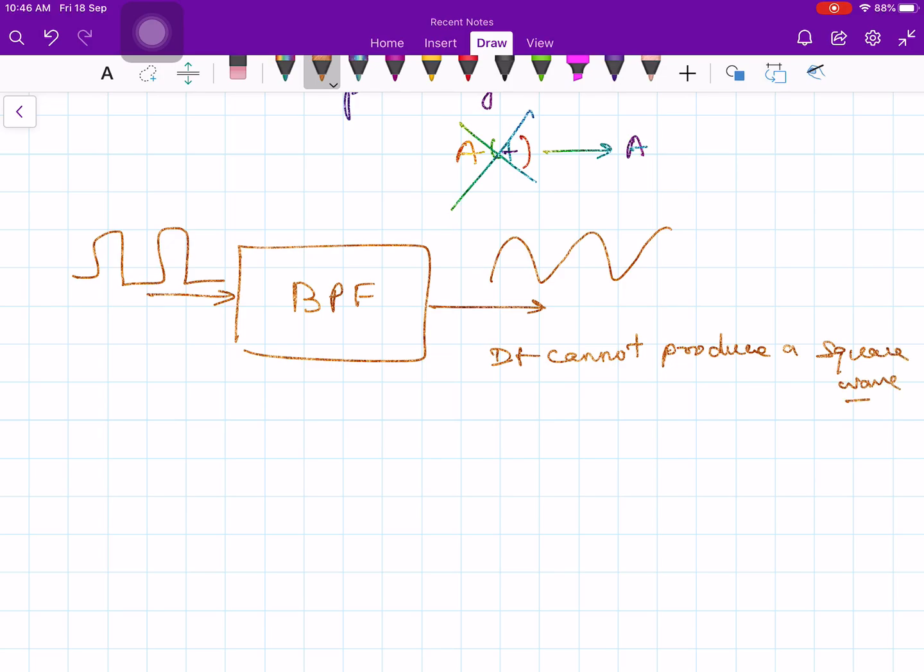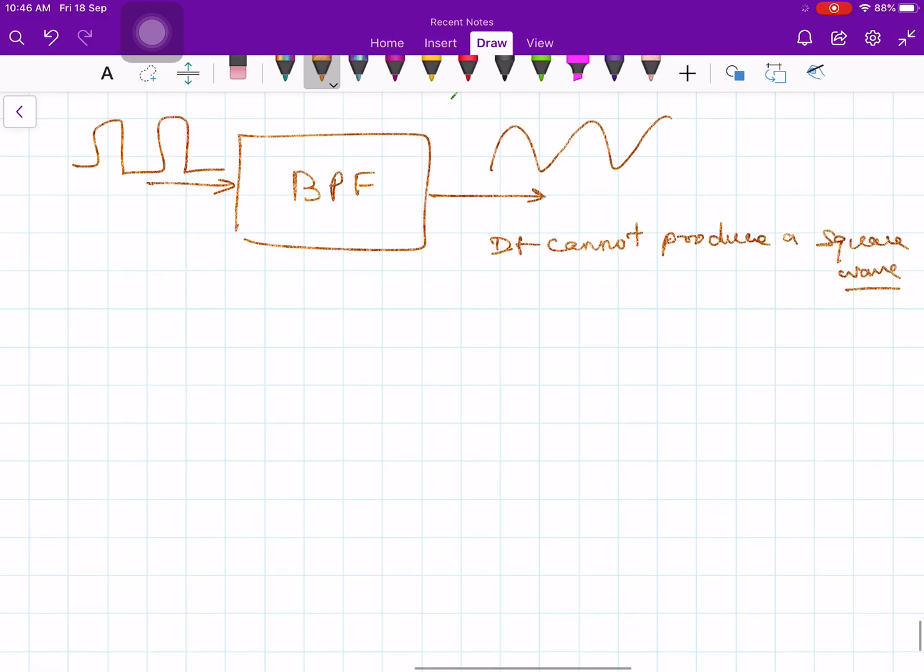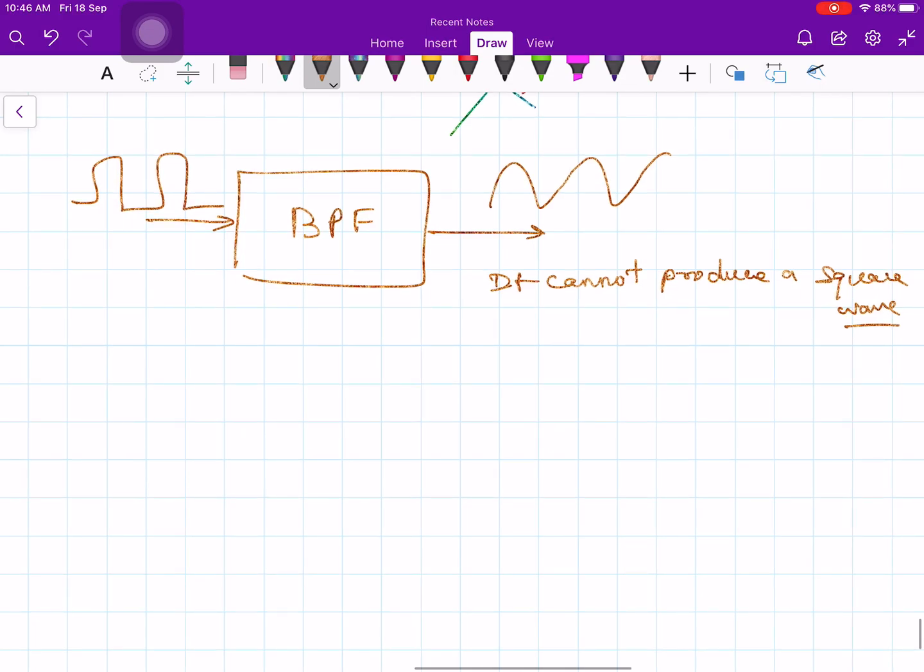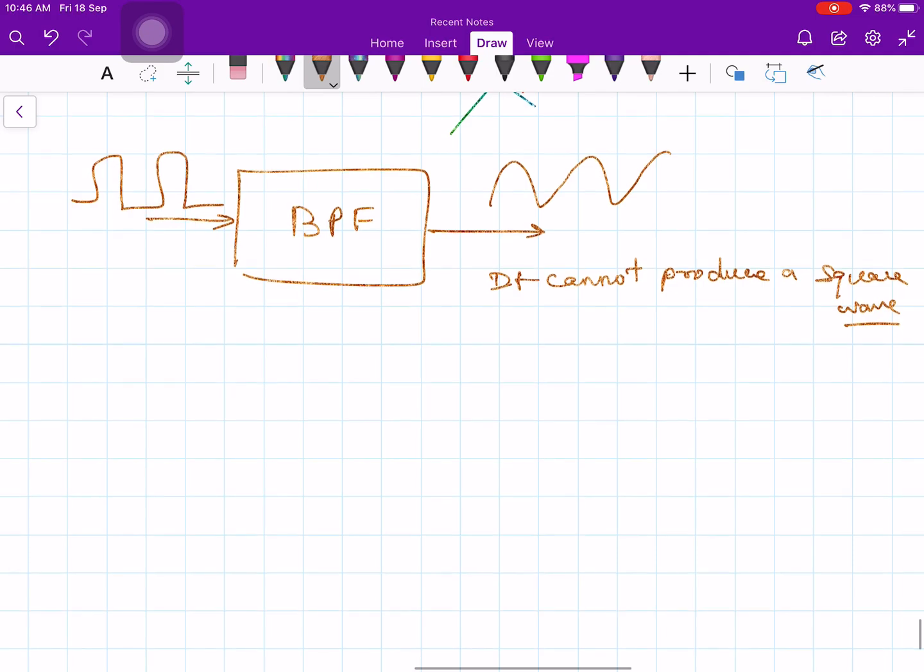So recall from your filter theory. You cannot produce a square wave when the input is a square wave or something else. It will only pass the components around the center frequency of your bandpass filter.